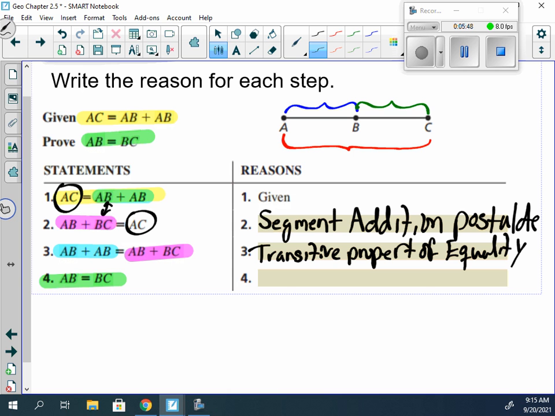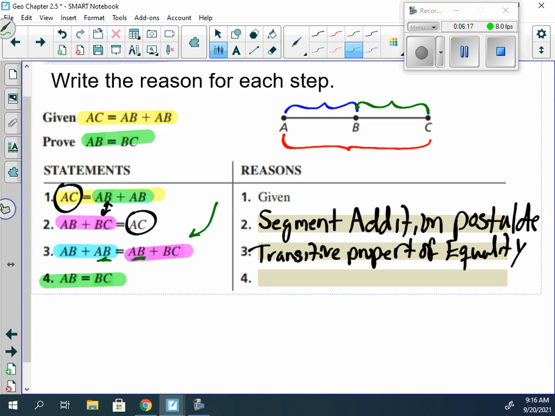So what we've been able to show so far is that AB plus AB is equal to AB plus BC. Well, any of these here are just lengths. And we know it's a length because there's not a line segment above it. We're talking about just AB, not line segment AB or line segment BC. So these are just measures.